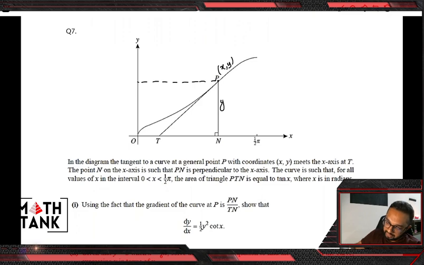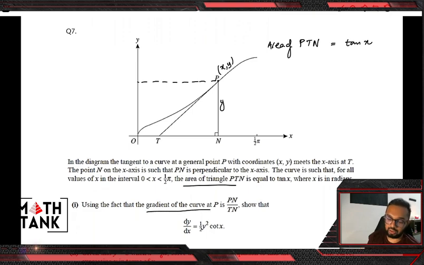Then it says the curve is such that for all values of x in the interval, the area of the triangle PTN is equal to tan x. That's interesting, where x is in radians. Using the fact that the gradient of the curve at P is PN over TN, I'm going to write that dy over dx is PN over TN. Show that the differential equation, so dy over dx equals PN over TN. I have to somehow convert it into half y squared cot x.